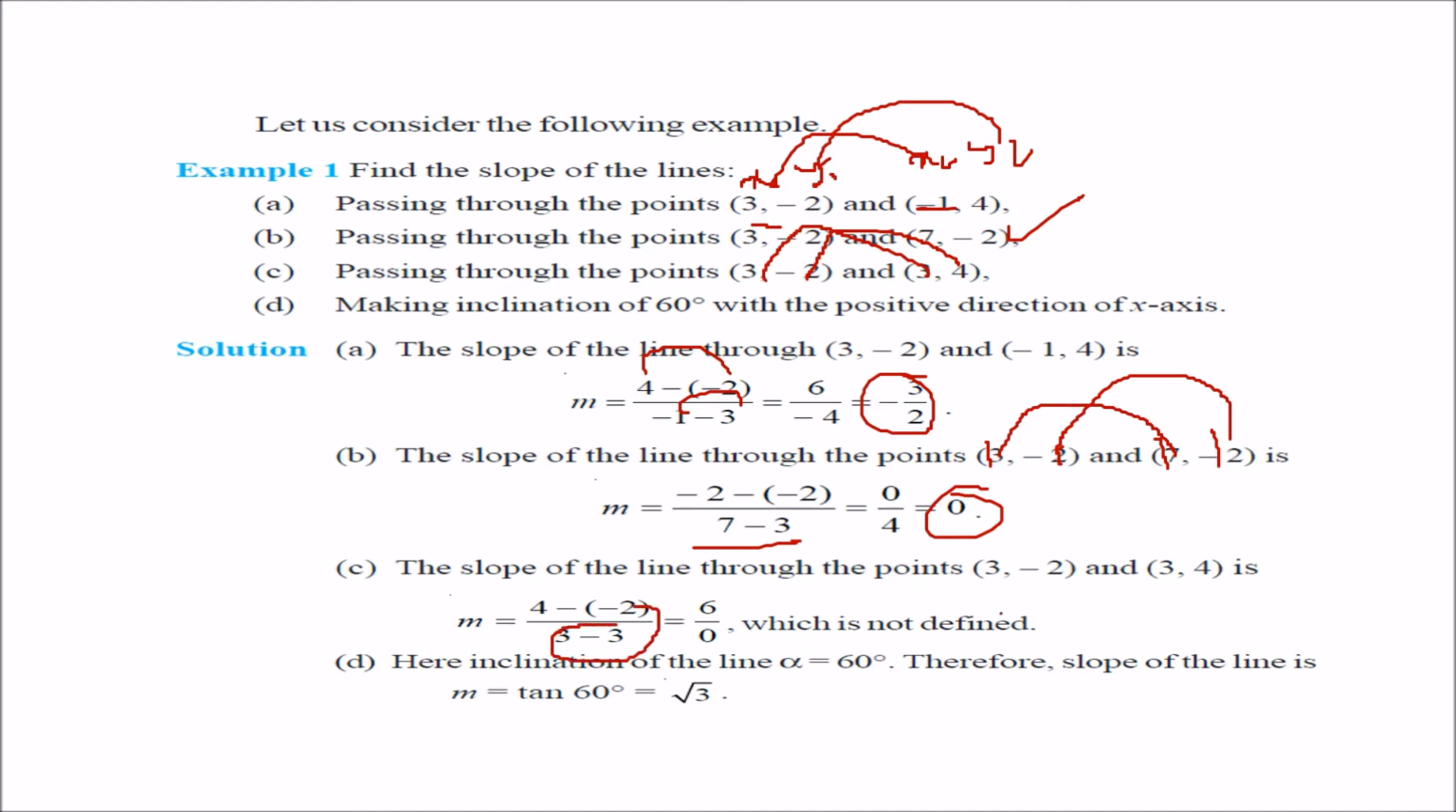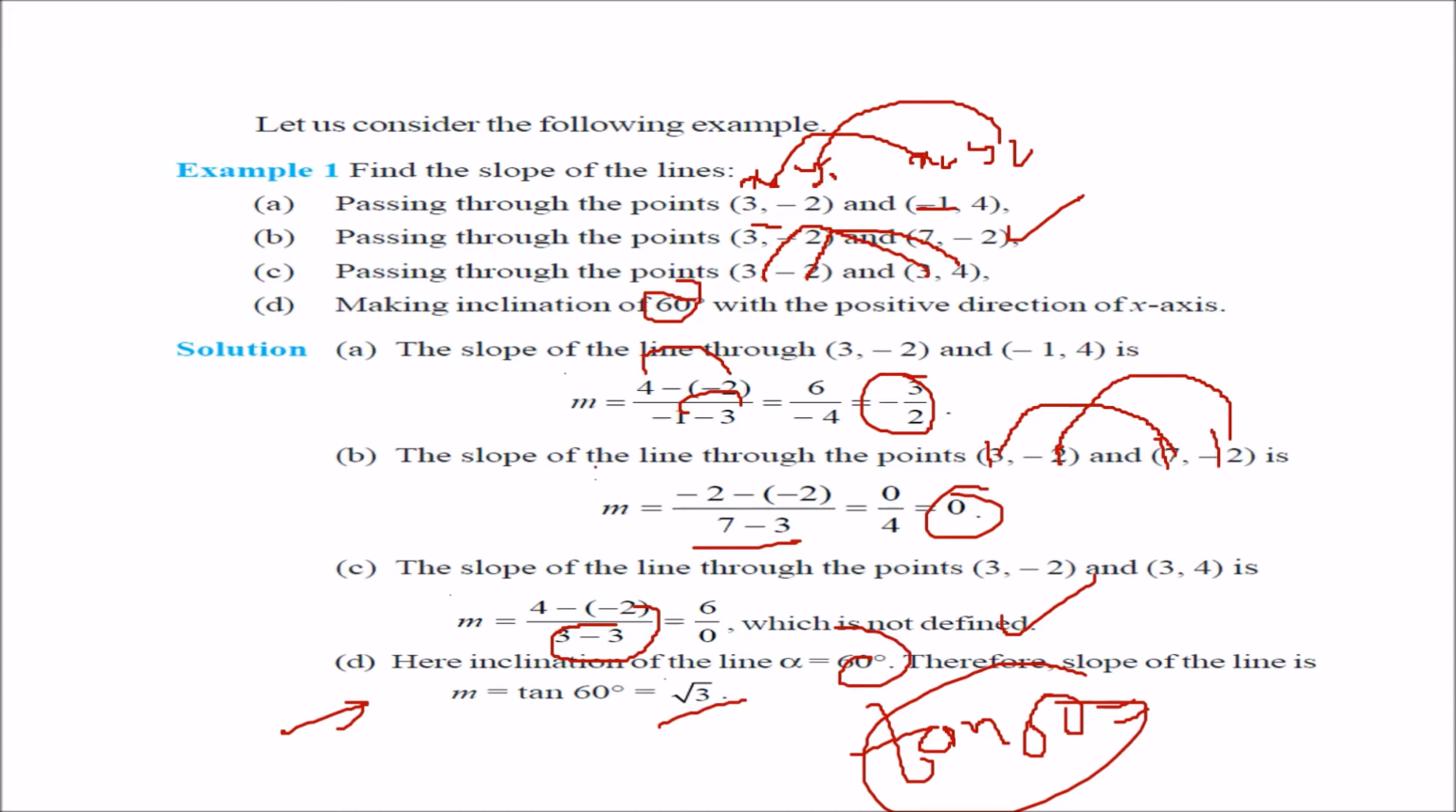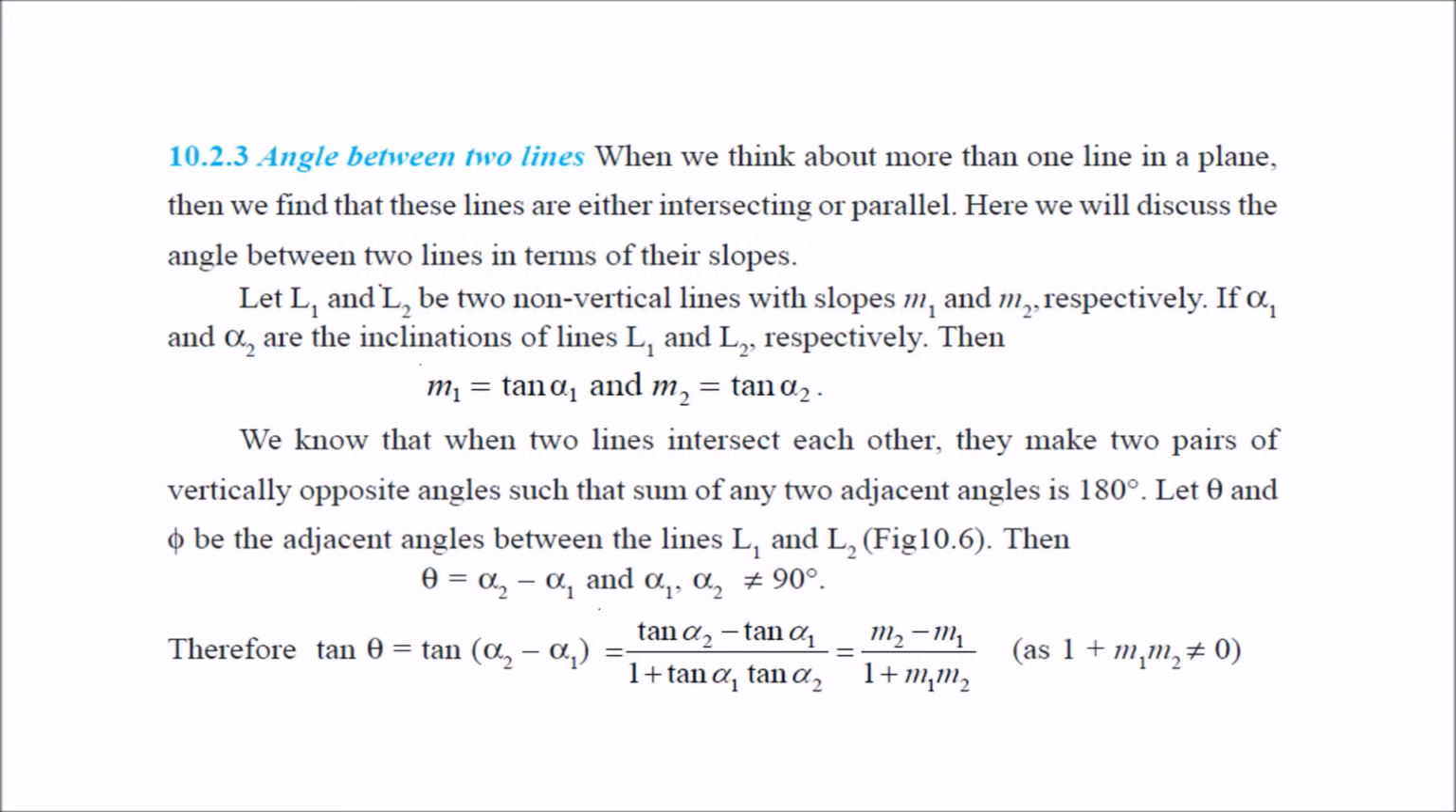So you just have to write it is not defined. It is undefined. Next is making inclination of 60 degree. So you know that angle is 60 degree and you know how to find out the m, that is the slope, that is tan 60. Tan 60 is what? Root 3. This is your slope.